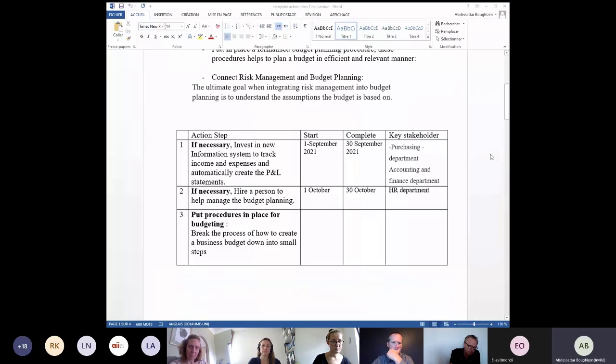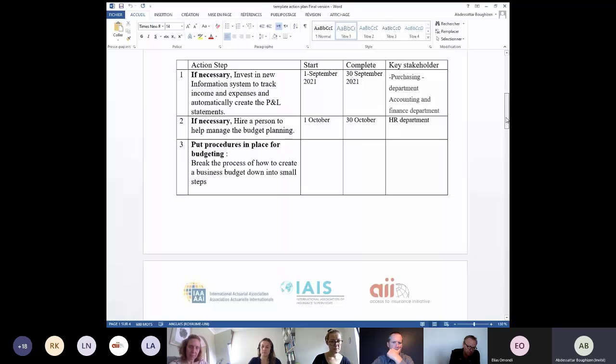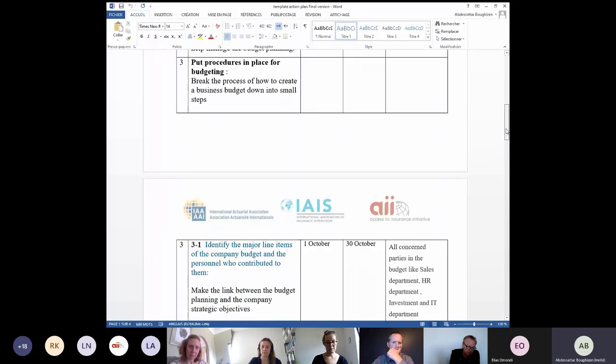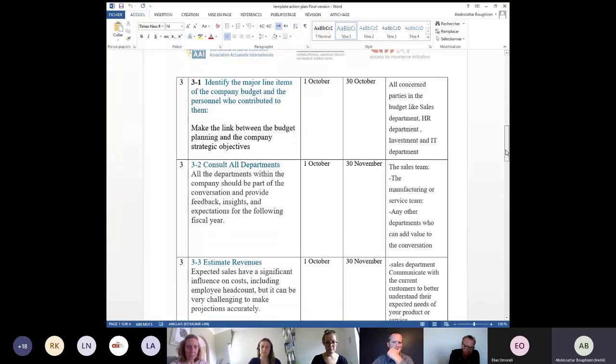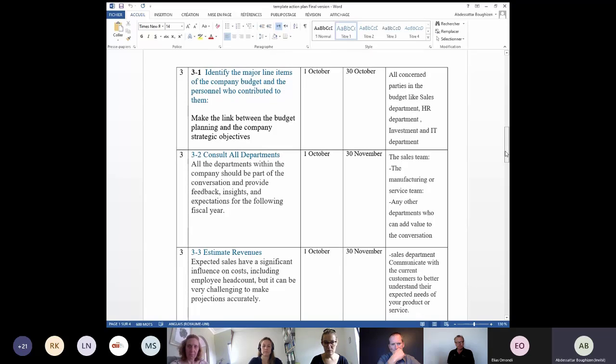It's about breaking down the process of how to create a business budget into smaller steps. We can divide this point into 5 sub-points, starting with identifying the major line items in the company budget and the personnel who contribute to them. Make the link between the budget planning and the company strategic objectives. It starts the 1st October and finishes the 30th October. Stakeholders are all concerned parties in this budget, like the sales department, HR department, investment and IT department.